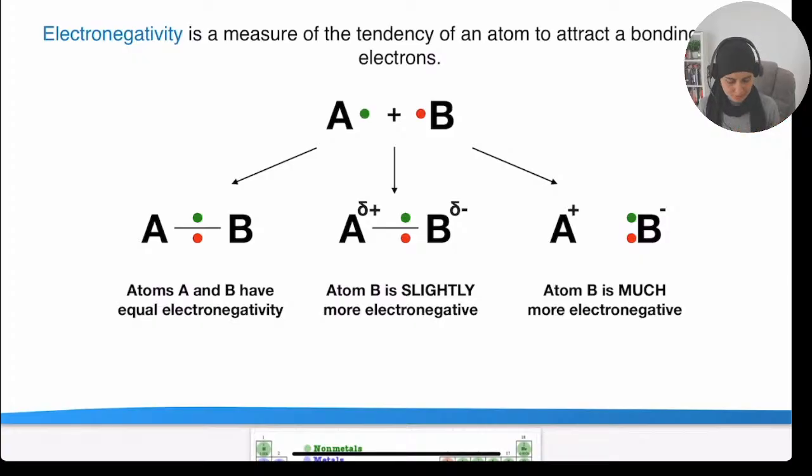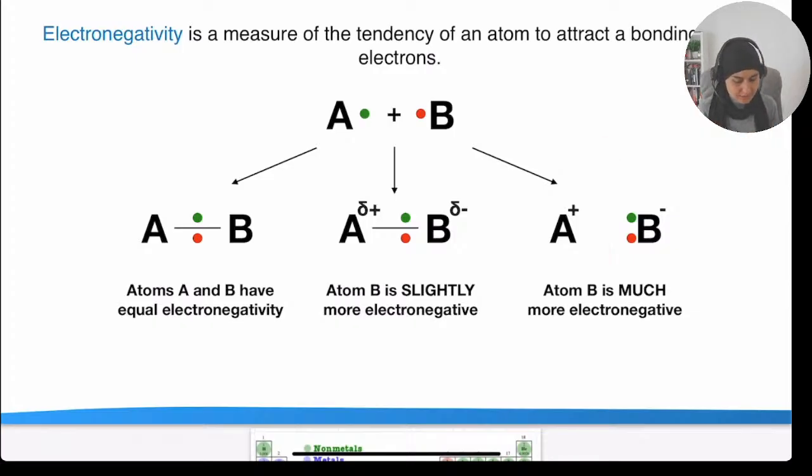And then if atom B is much more electronegative than atom A, then atom B would take away that electron from atom A completely, and it would form an ion. So B becomes B minus, A becomes A plus. So the difference between ionic and covalent bond is that in a covalent bond, this pair is attracted to both atoms. But in an ionic bond, A completely loses its electron, so now you can split them into ions basically.